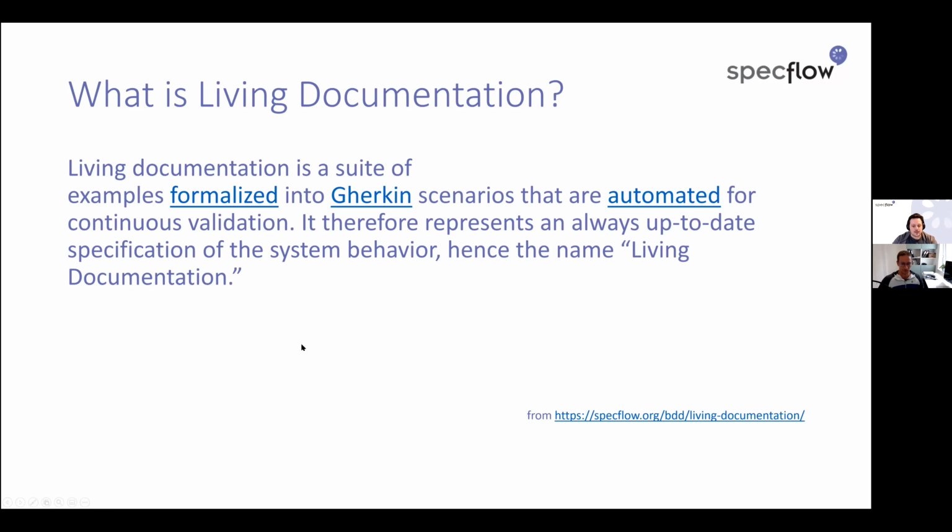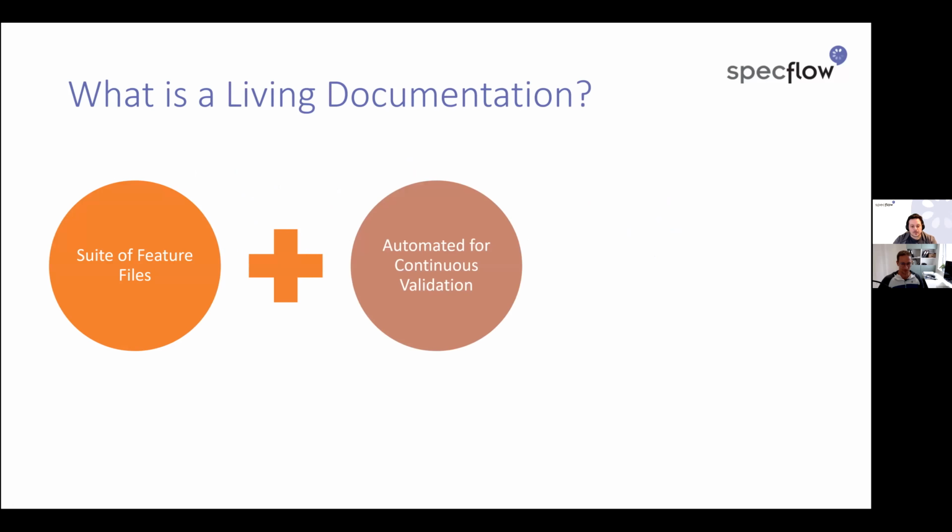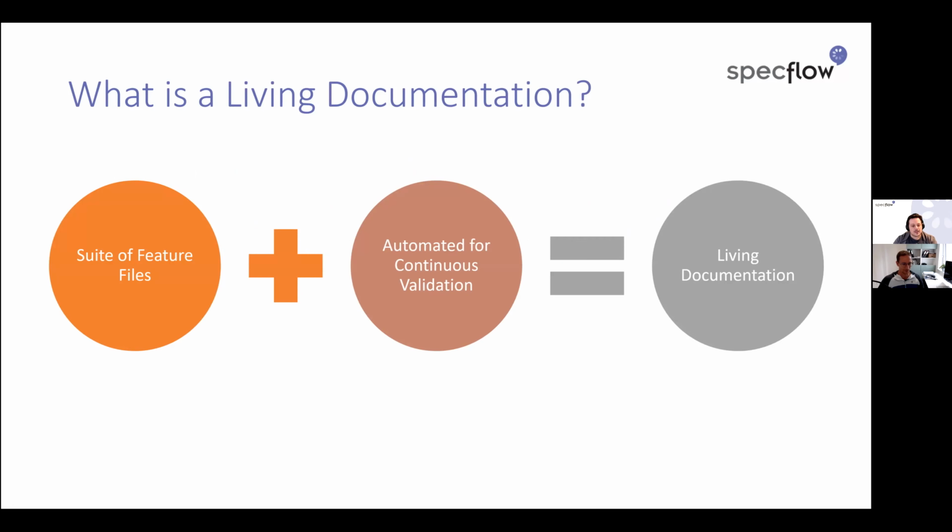A little bit formalized. What does this mean? Understandable. You have a suite of feature files, what you're working with when you're using SpecFlow and Cucumber, and you automate these scenarios and have them on a CI build. You automate it for continuous validation, and this is the Living Documentation. Because it's always executed, you see it's working, it's living.